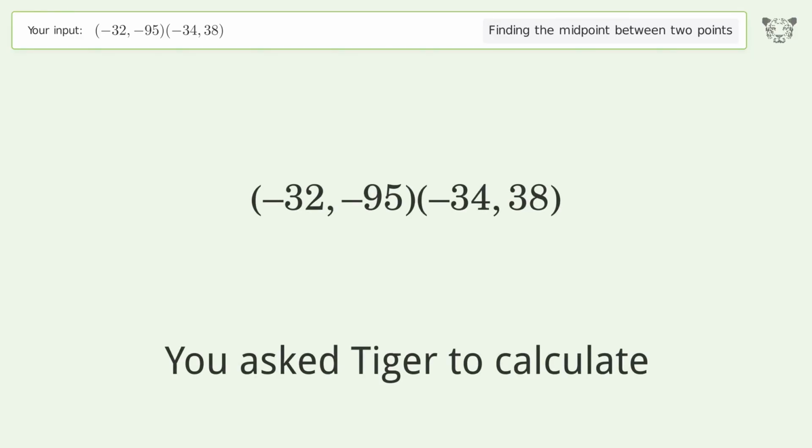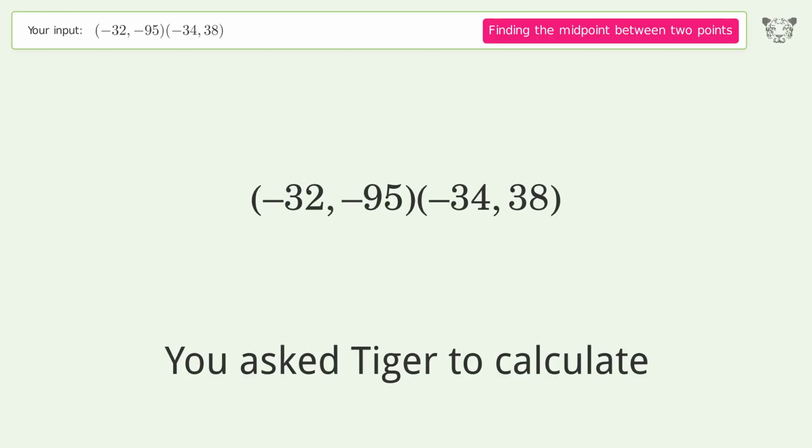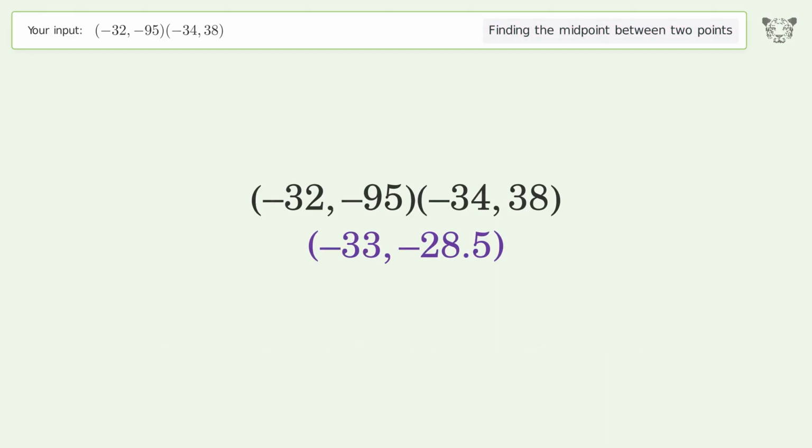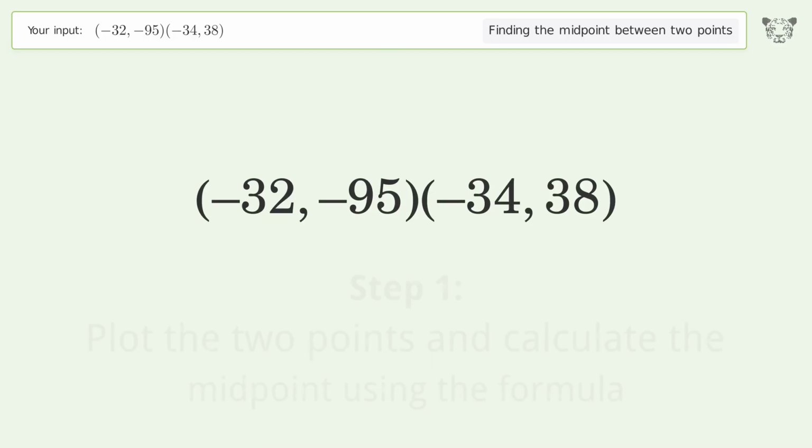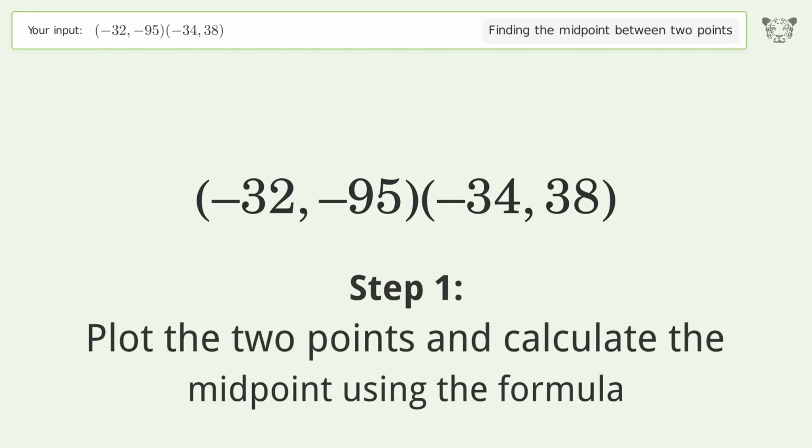You ask Tiger to calculate. This deals with finding the midpoint between 2 points. The midpoint between the 2 points is -33, -28.5. Let's solve it step by step. Plot the 2 points and calculate the midpoint using the formula.